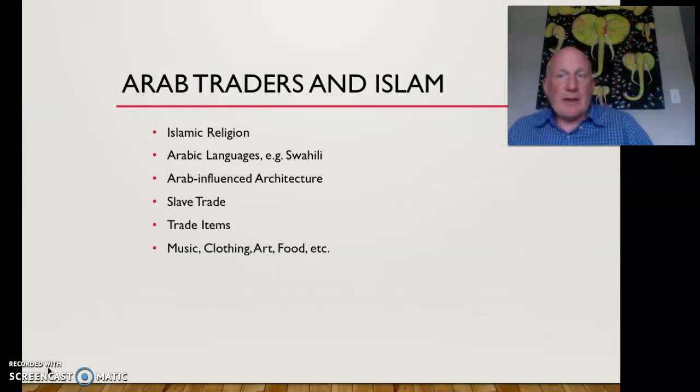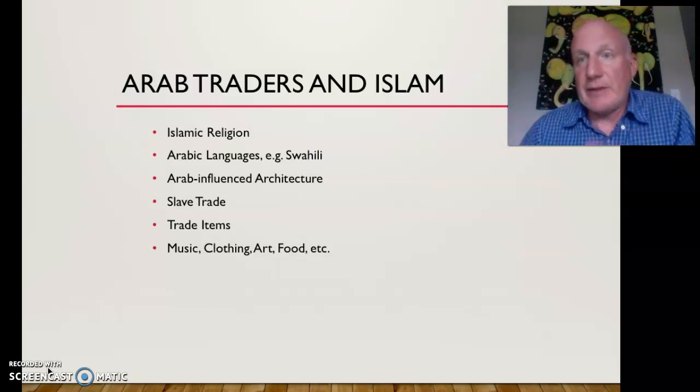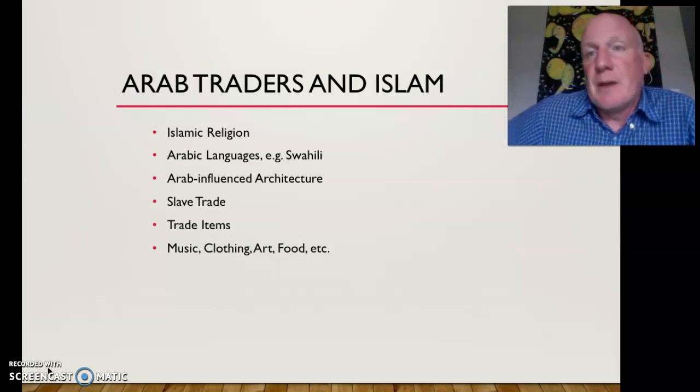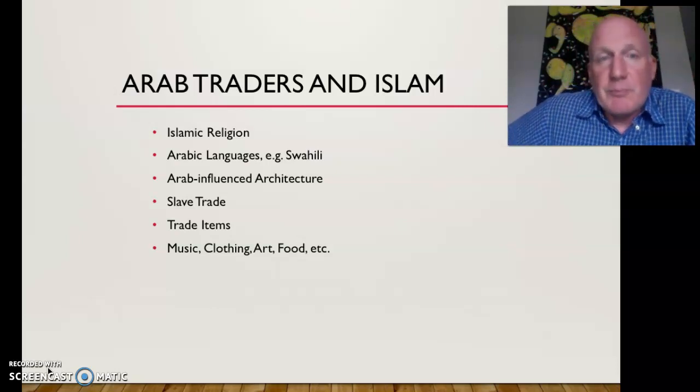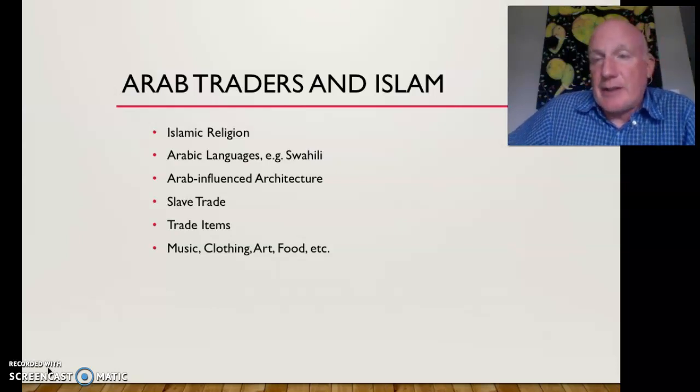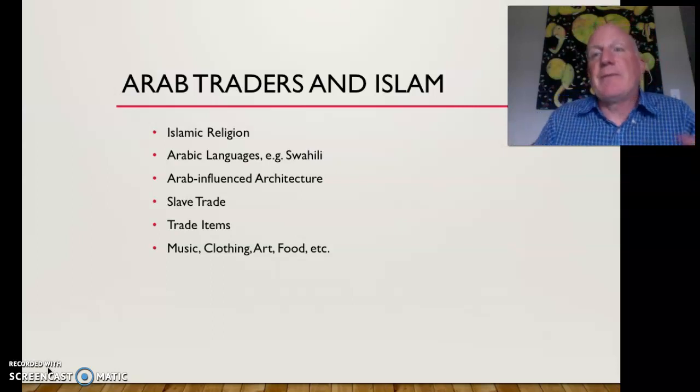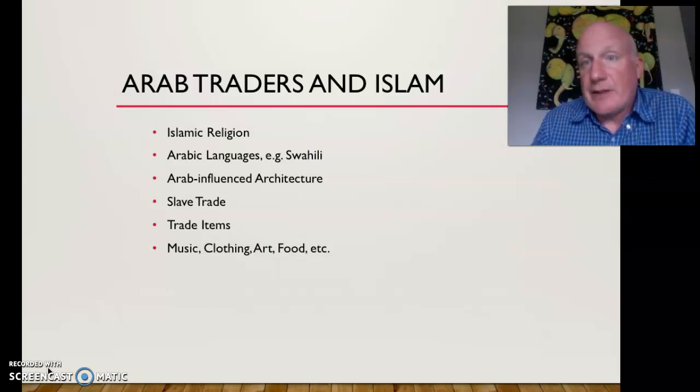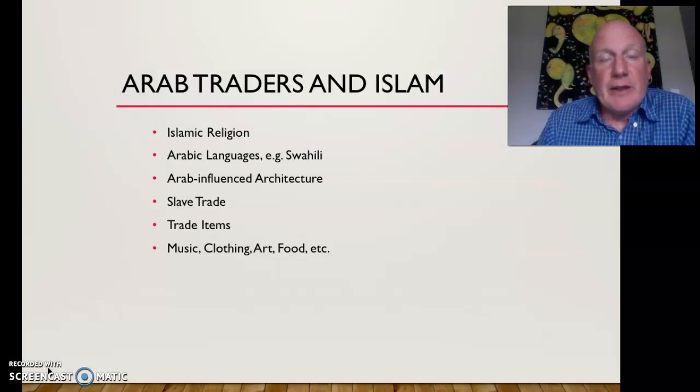But some of the things they brought to the African continent were obviously the Islamic religion, which had a tremendous effect in certain regions, and so you'll see pockets of Africa that are primarily Islamic. And they also brought Arabic languages like Swahili, which isn't actually an Arabic language. It's a hybrid of African and Arabic languages, and I'll talk about that in a second. They influenced the architecture of Africa, particularly along the coasts.